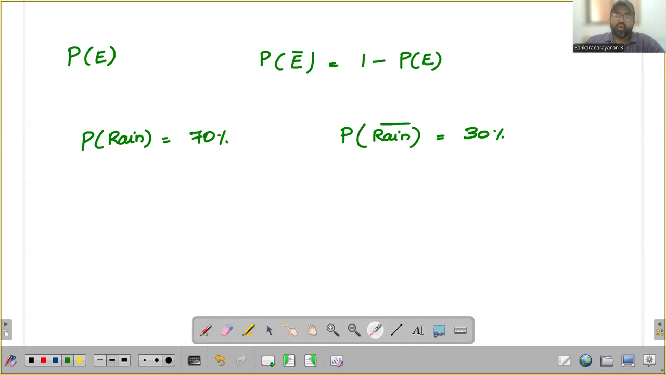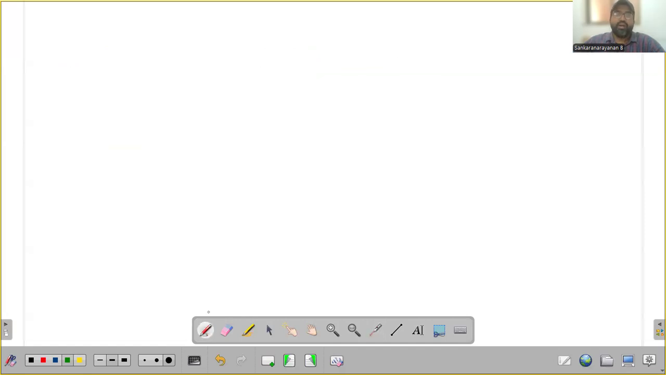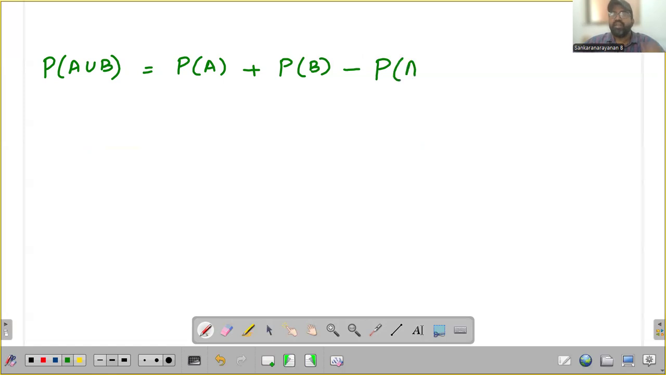Now also remember, the probability that event A or B happens, P of A union B, is equal to the probability that the event A happens plus the probability that the event B happens minus the probability that the events A and B both happen.